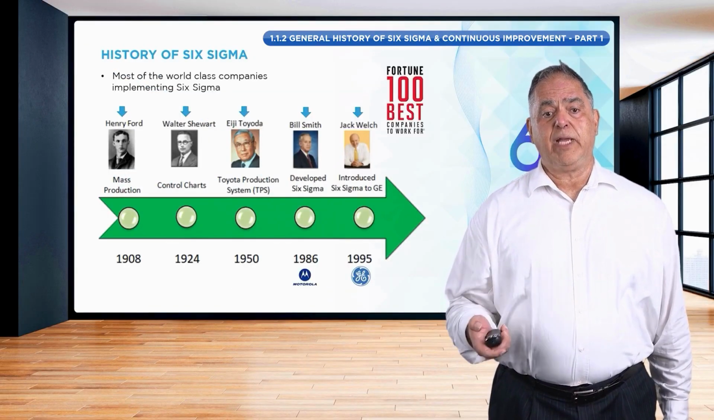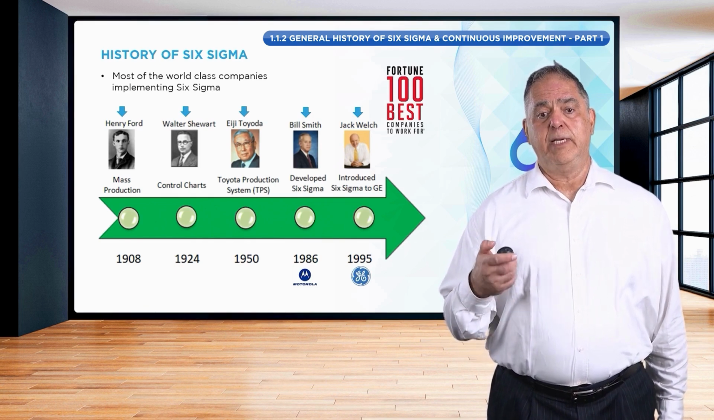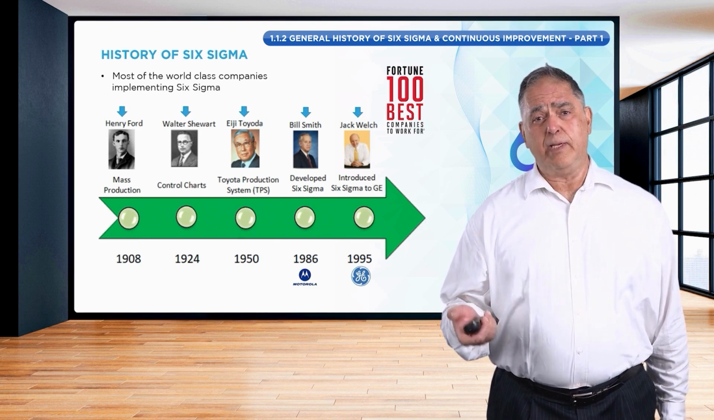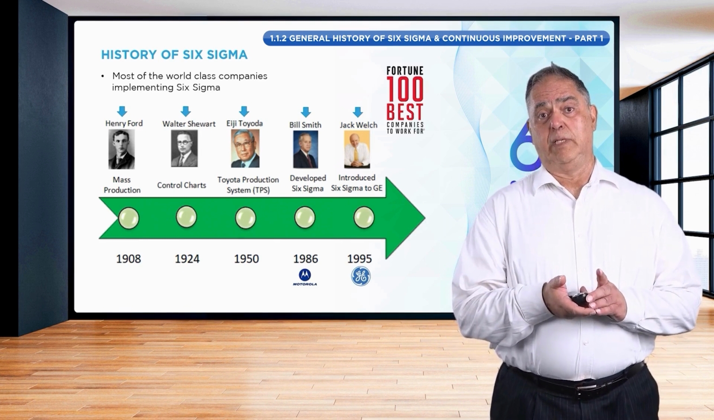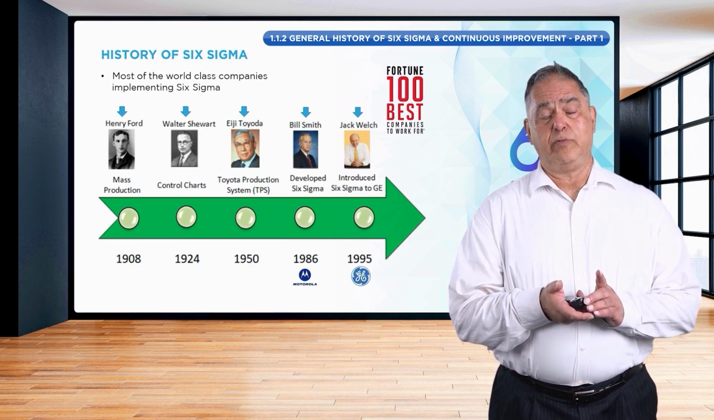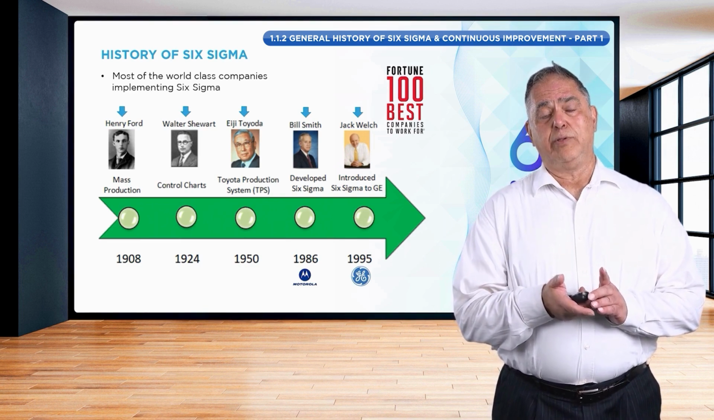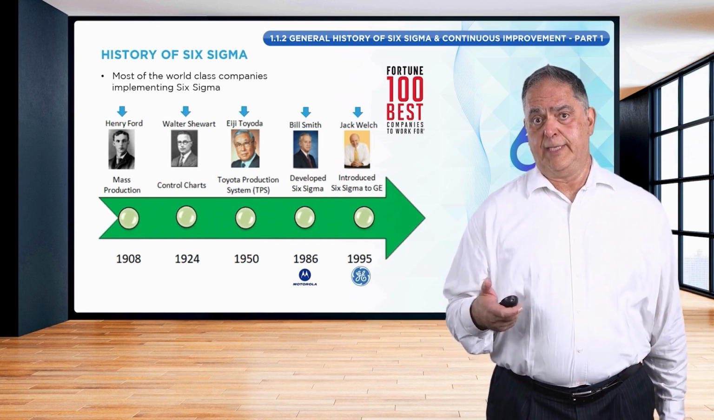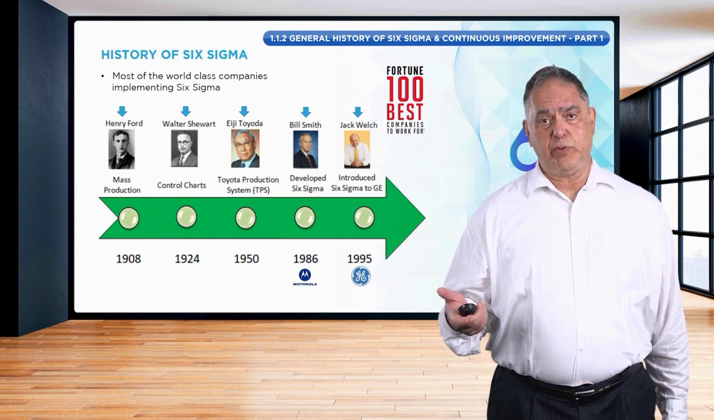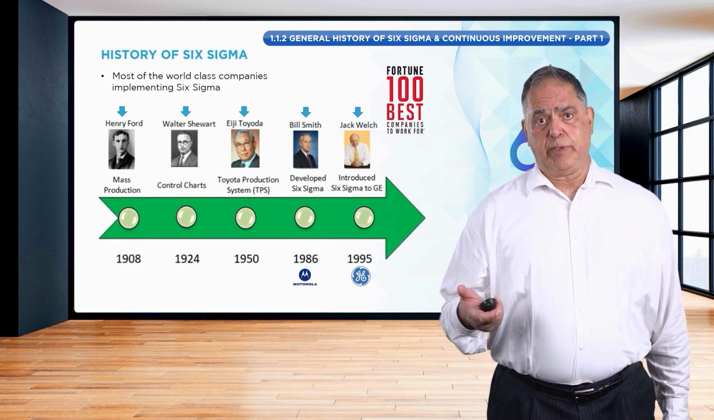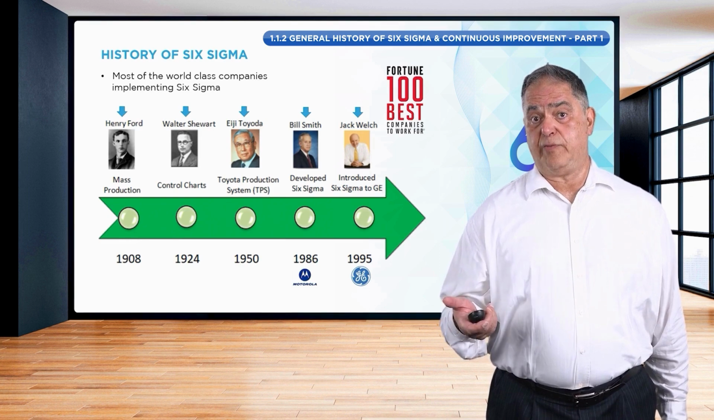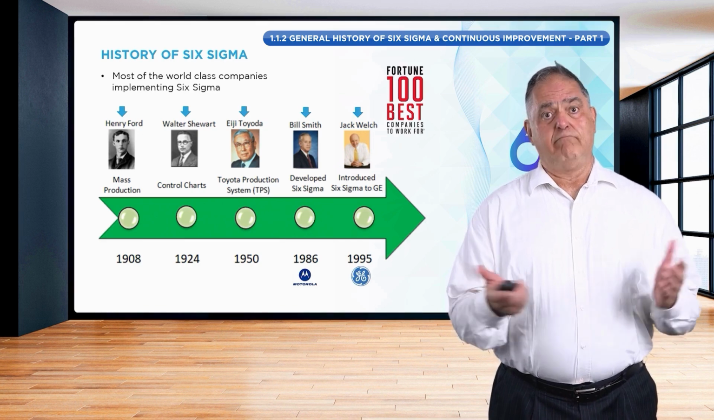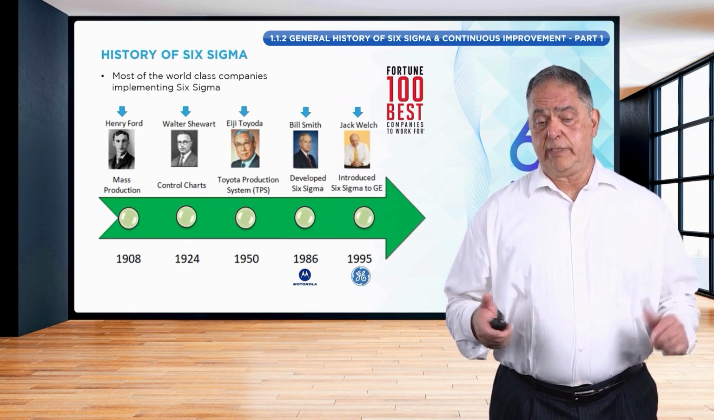Then we have Taiichi Ohno of Toyota, and he was the godfather of the Toyota production system, which made Toyota very famous and also a very wealthy company. Because at the end of World War II, Toyota was on the brink of bankruptcy. And just by introducing the Toyota production system, which revolutionized production in the car manufacturing industry, they became very famous and very successful.